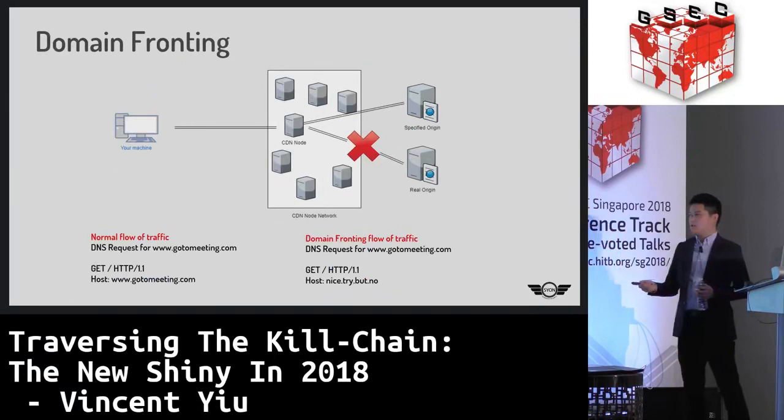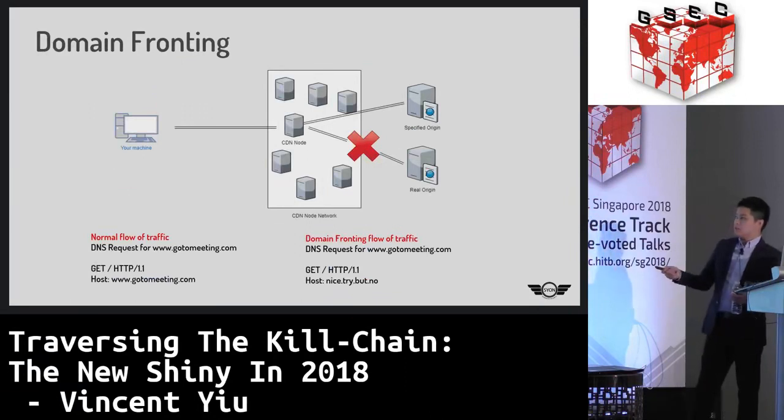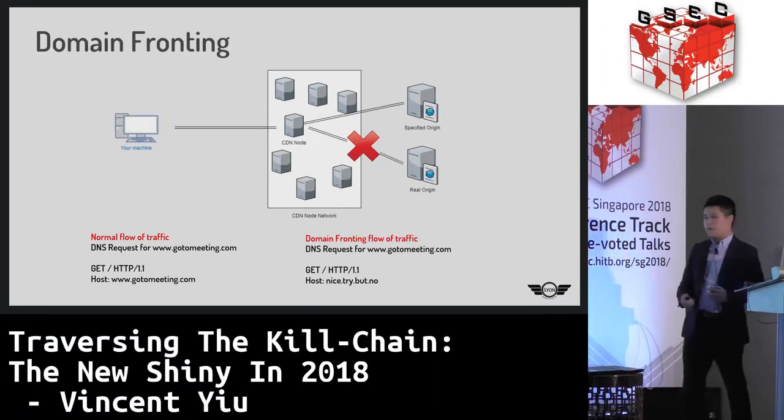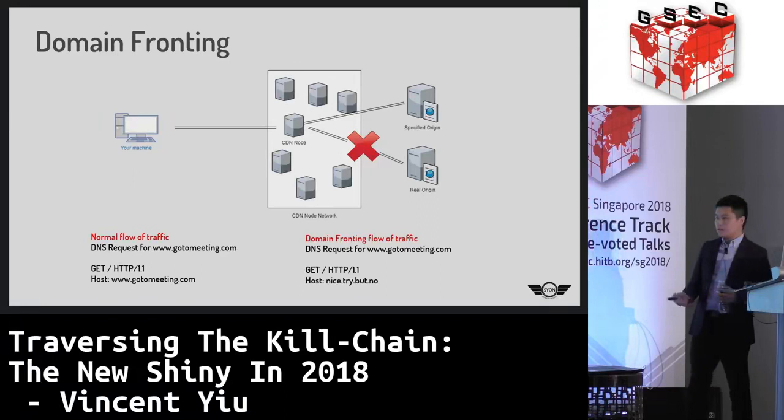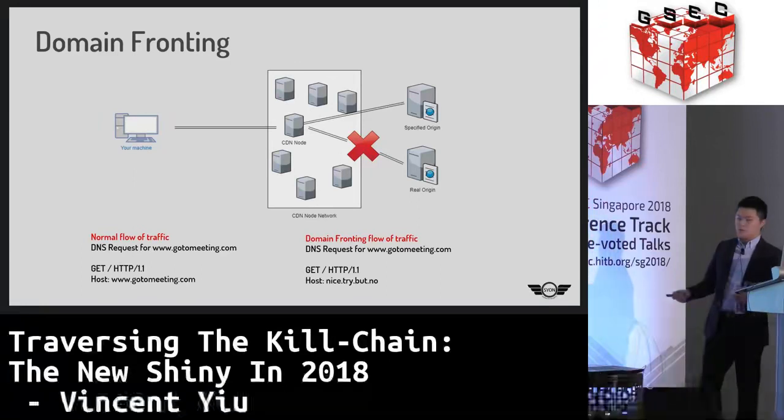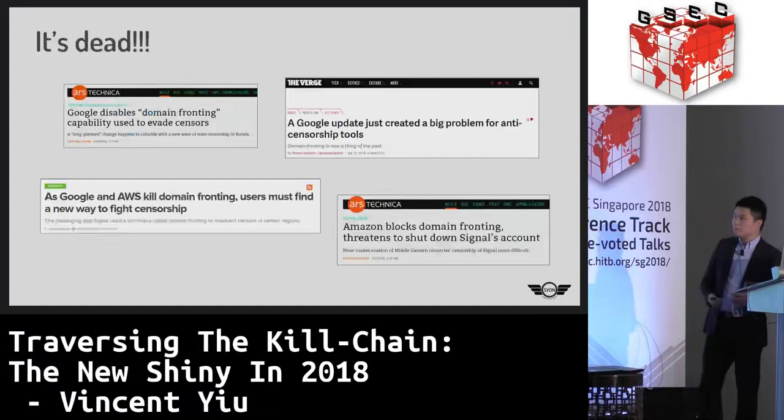In terms of domain fronting, what's changed is, say that was gotomeeting.com, after you've established the TLS channel, you change the host header so that when you send that HTTP request down that channel, you're saying, actually, I want to grab data from my origin, my malicious instance. Here I'm using nice.try, but no. On Amazon, you can actually have arbitrary CNAMEs, so you can put any host you want. It doesn't have to exist, and it doesn't have to be a legitimate domain name. So that's sort of changed in Amazon. I'll go over that in a second.